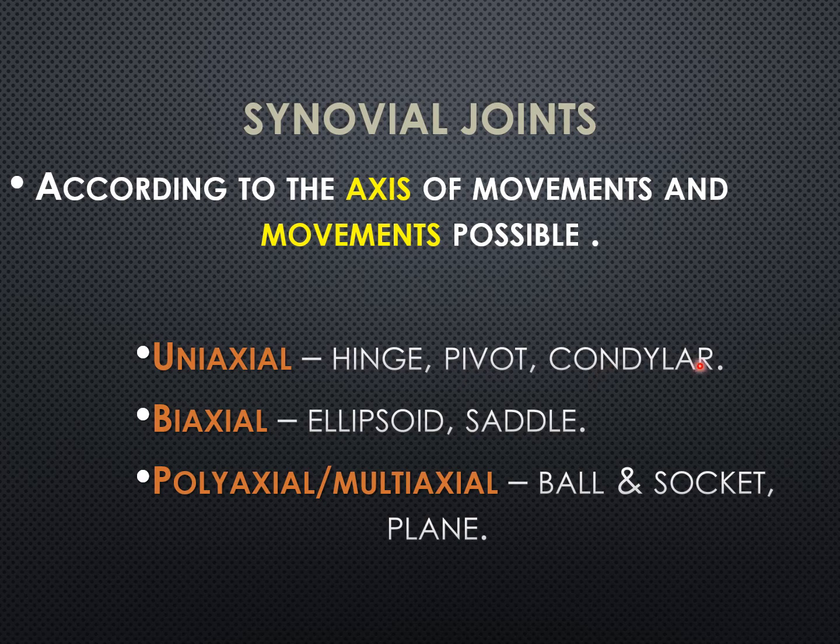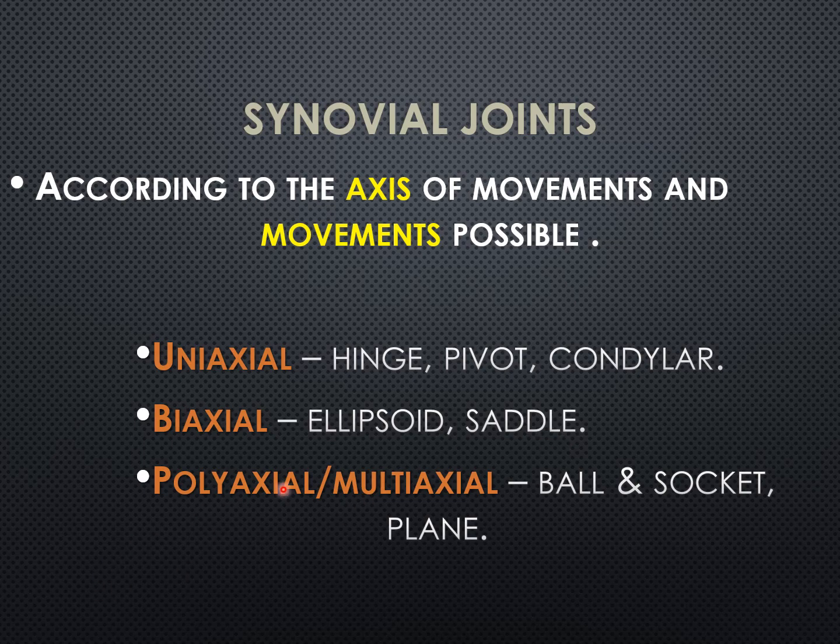Then we have the condylar type of joint. Examples are the metacarpophalangeal joint. Then coming to the biaxial joint, here there are two axes. So in case of ellipsoid joint, there is a transverse axis and there is an anteroposterior axis. Example for ellipsoid is the wrist joint. And saddle joint, that is also a biaxial type of joint. Examples are the carpometacarpal joint of the thumb and the calcaneocuboid joint of the foot.